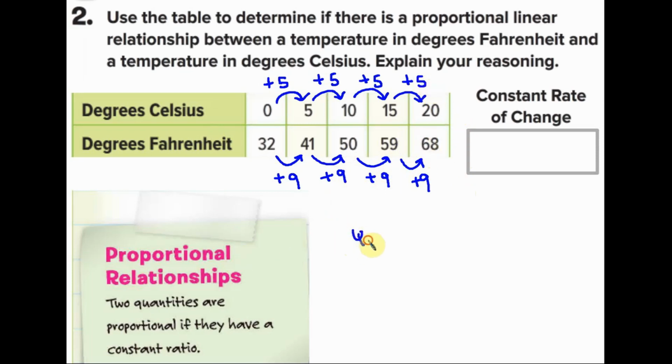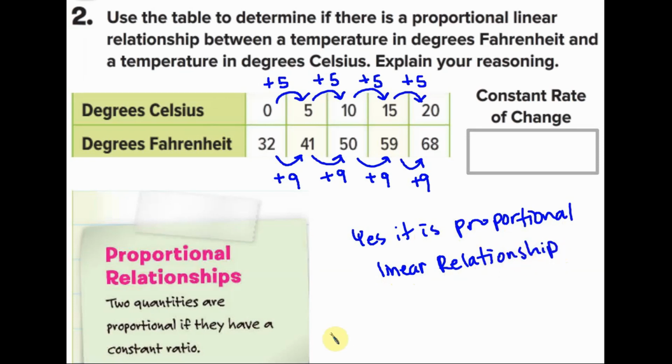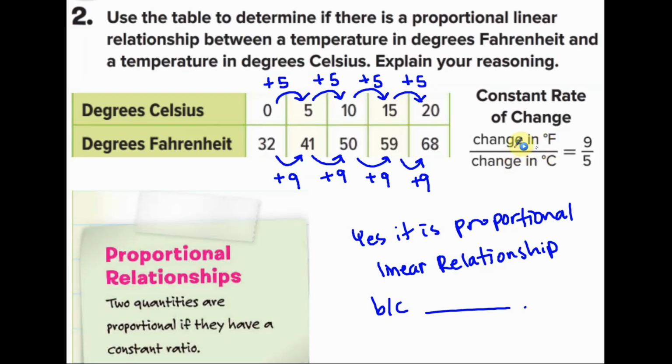So I could say yes, it is a proportional linear relationship, because as you see, my numbers as I go to the right are all constant. Just to find the actual number, it's going to be change in Fahrenheit over change in Celsius. That's how I can get 9/5. I can tell you a little bit more later about how I know which number will go on top.